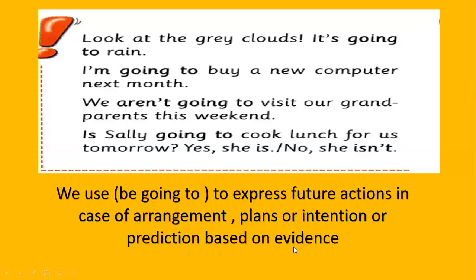If you predict without evidence, you say, I will. For example, it will rain tomorrow. This is prediction, but it is not based on evidence. But when you say, in the news they said that, so here we have an evidence, you say that it is going to rain tomorrow.